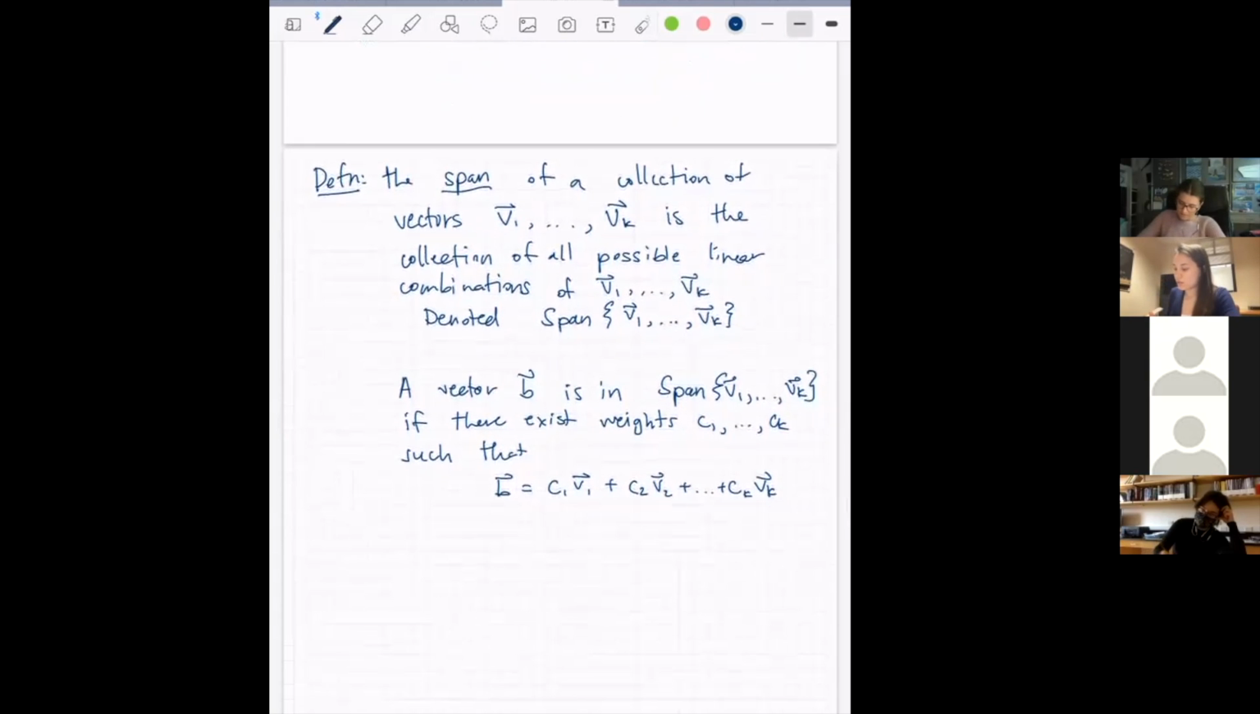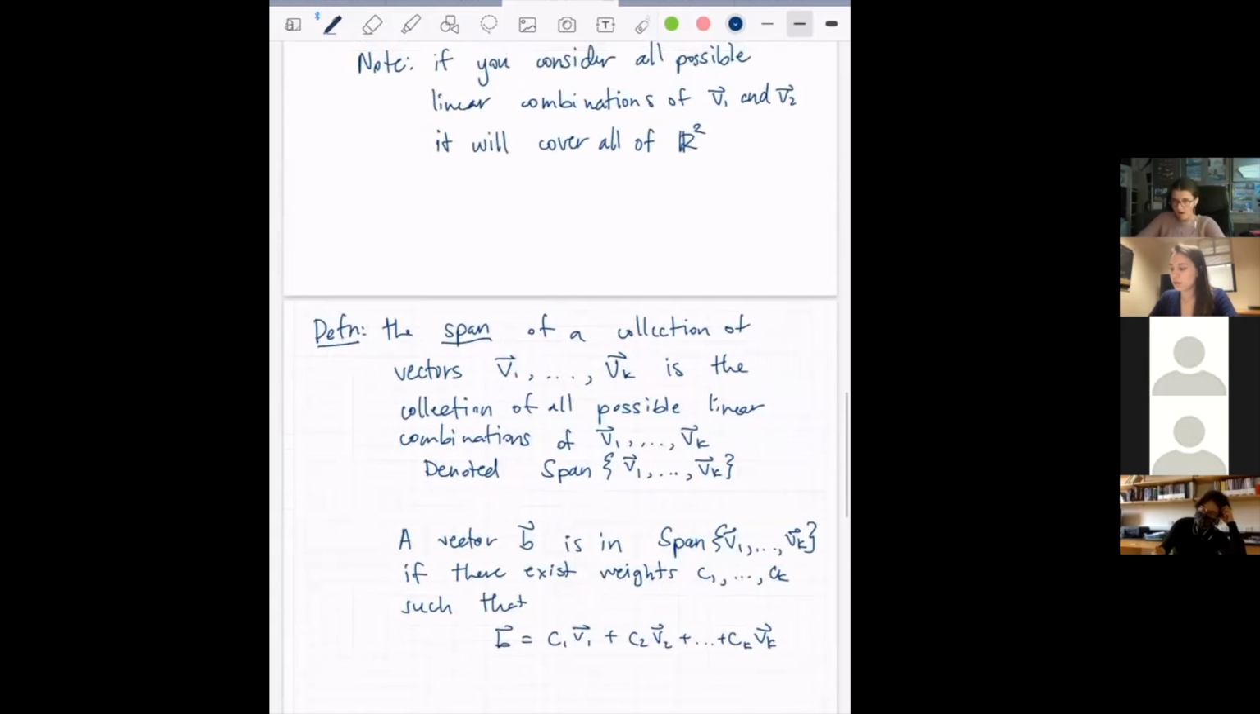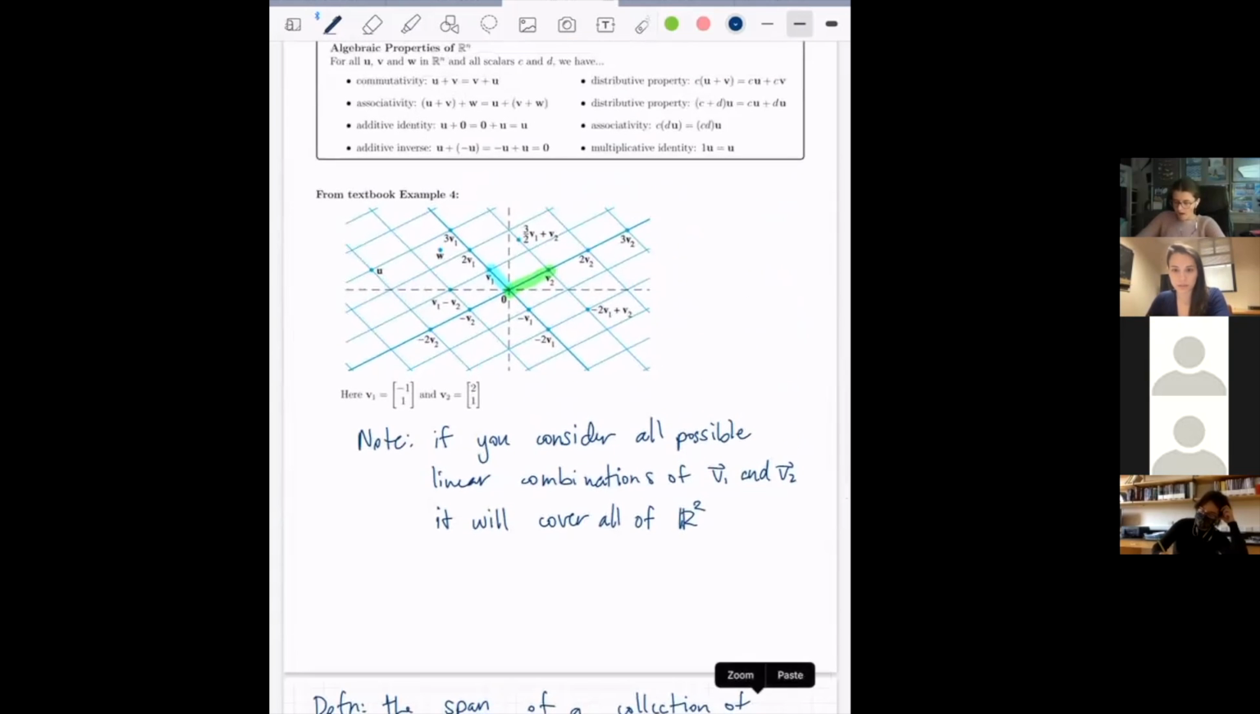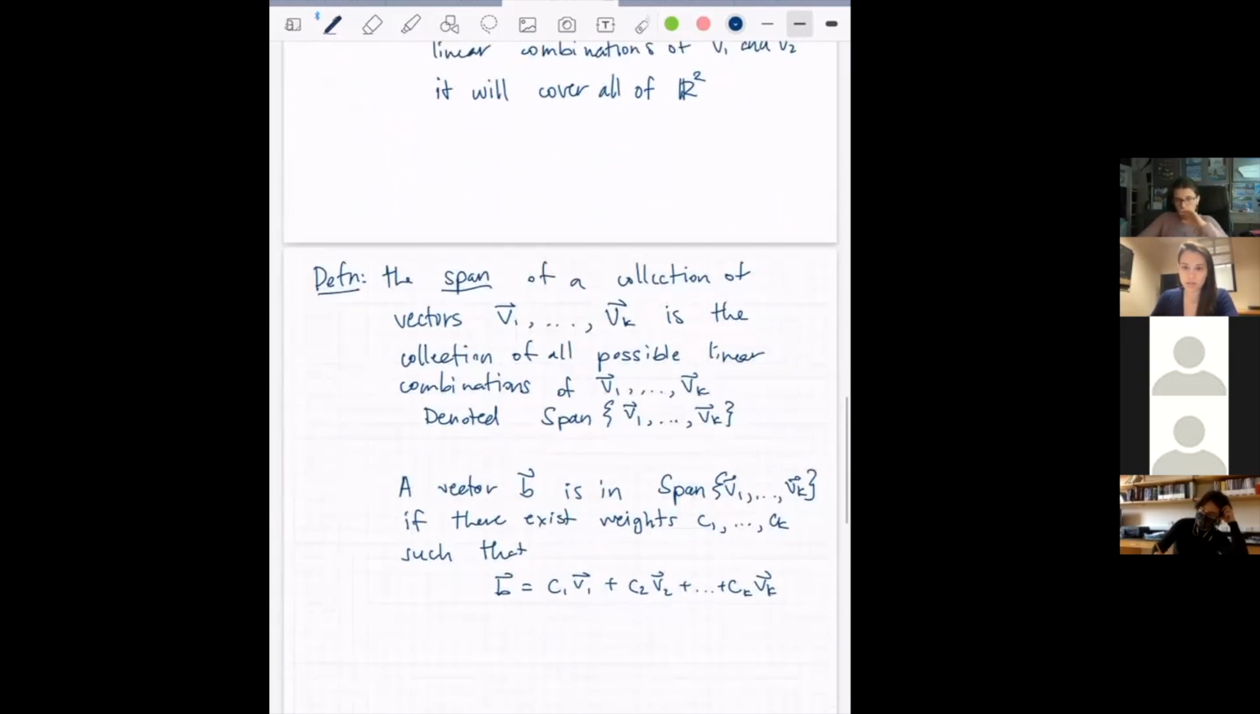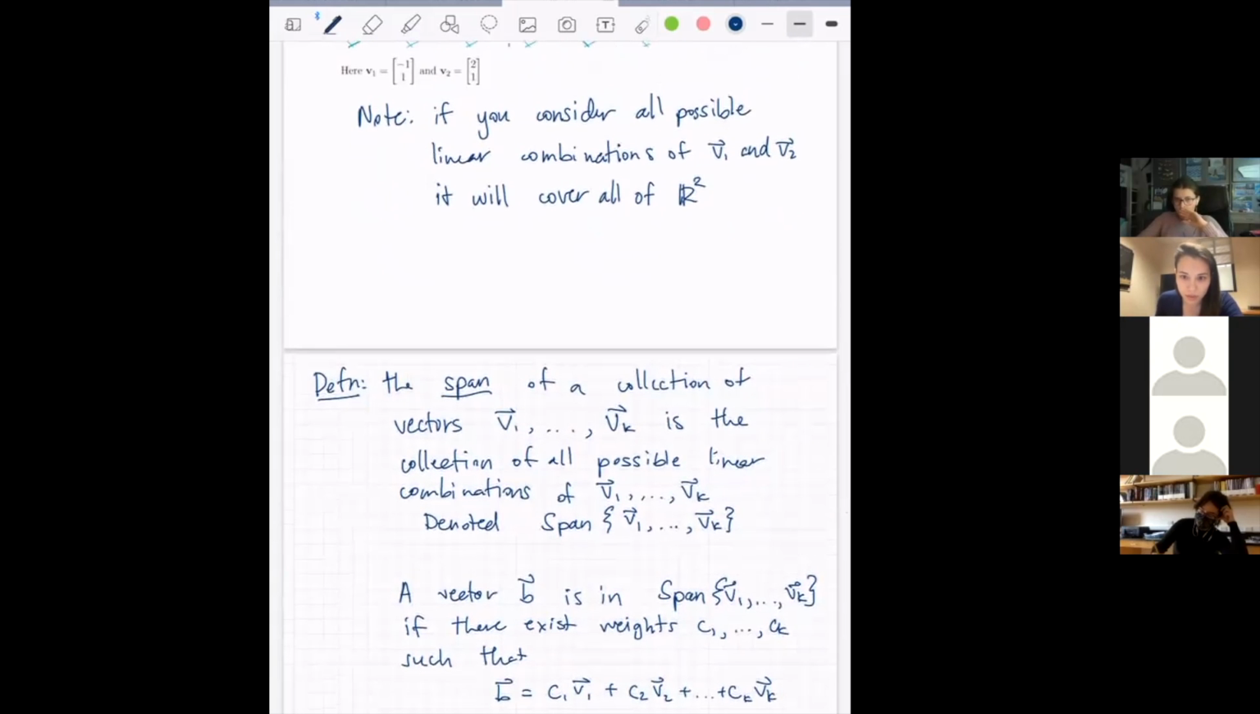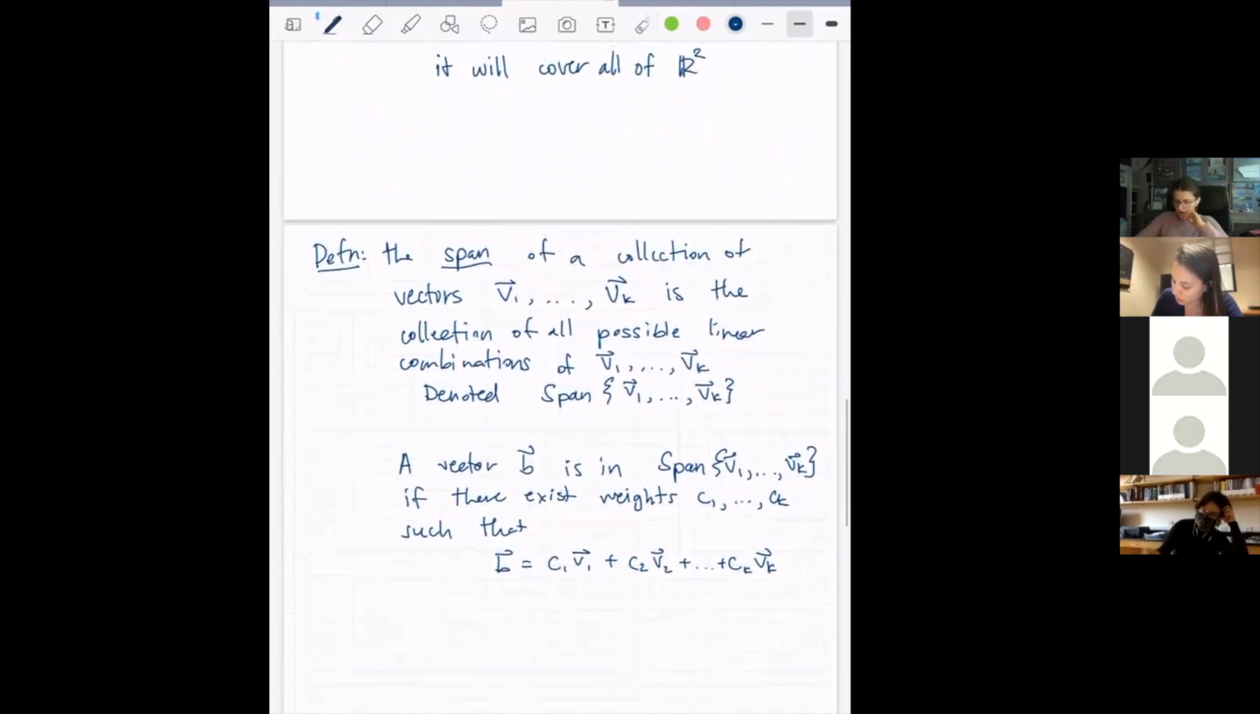Okay, so let's look at an example. First we'll use this example that we had up here from the textbook. If we consider those two vectors, V1 and V2, let me copy them down right here. So for the example, we want to consider this span, where V1 was -1, 1, and V2 was 2, 1.